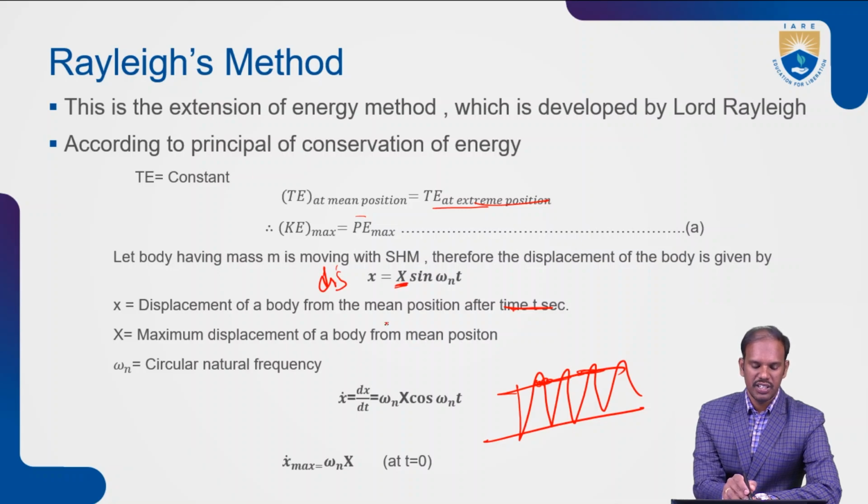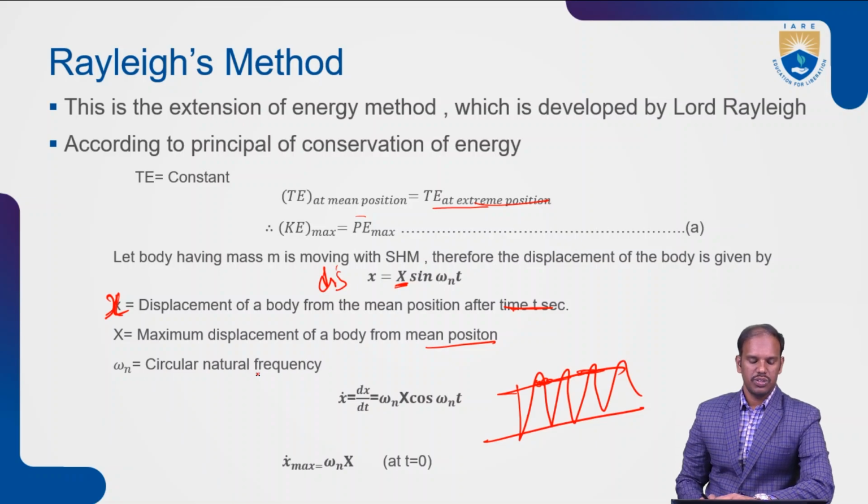You can check there is a small x here, and here also a small x. It is the displacement of the body at t seconds, and the capital X is the maximum displacement of the body from the mean position. The displacement and maximum displacement are considered at the same time.